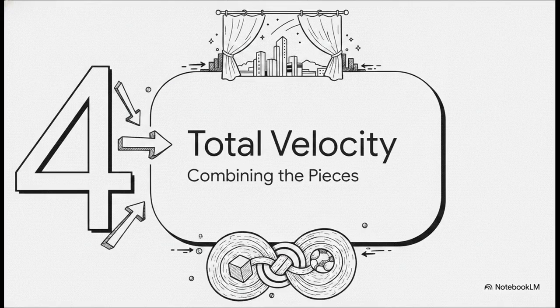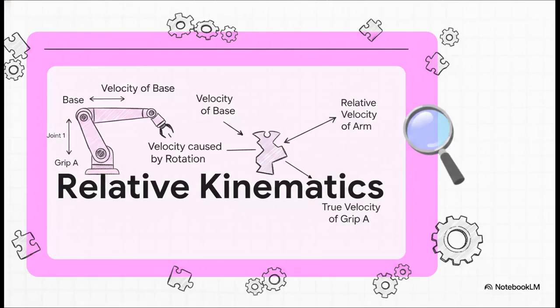Now, what's really interesting about this next slide is how it all comes together. Part 4, calculating total velocity. This is where we finally get to pull the curtain back and see the big picture. We are combining the two halves of our reality. To do this, we use the relative kinematics equations. I know equations can look like a foreign language, but conceptually, this is really just a master formula.